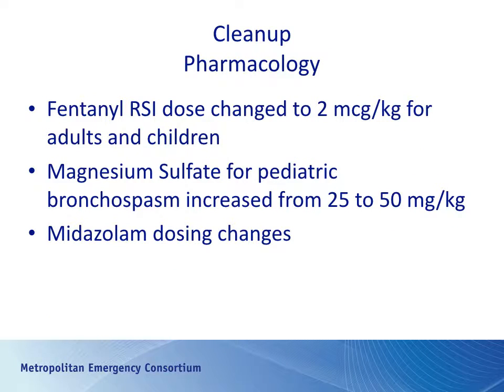Some pharmacology cleanups. Again, the fentanyl dose for RSI was changed to 2 micrograms per kilogram for adults and children. For magnesium sulfate, the pediatric bronchospasm dose was increased from 25 milligrams per kilogram to 50. And we made some midazolam dosing changes to make it consistent. I think if you look at time and effort put into this new protocol or the protocol revisions, we spent more time and effort working on midazolam than anything else within the protocol.